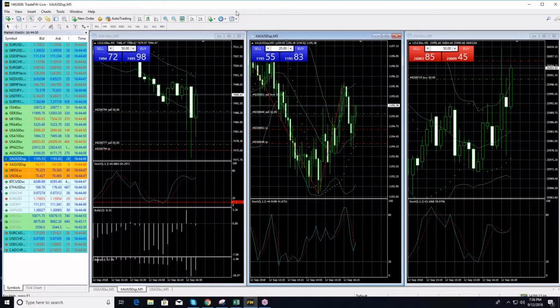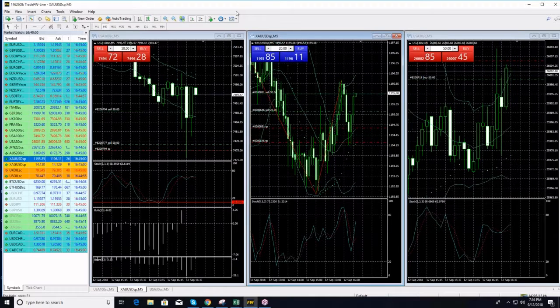But here I just expect a move up. And we hit our target. So our sell order on gold just got triggered, guys. We just sold again gold.